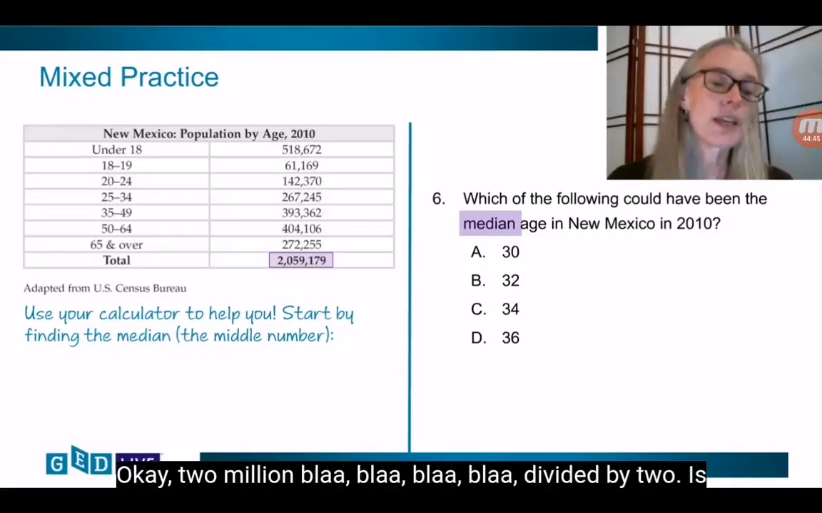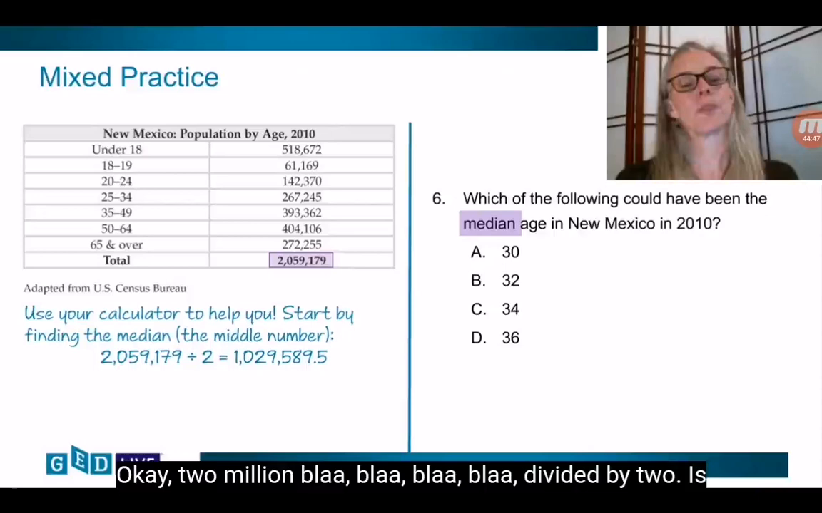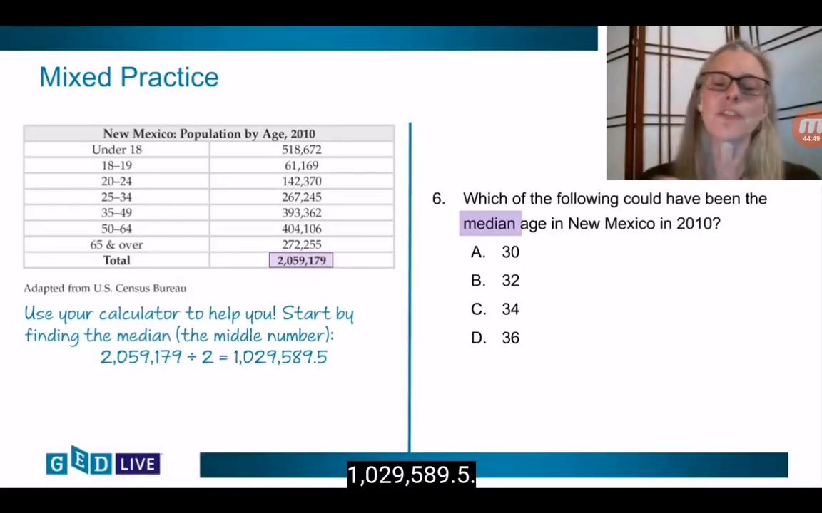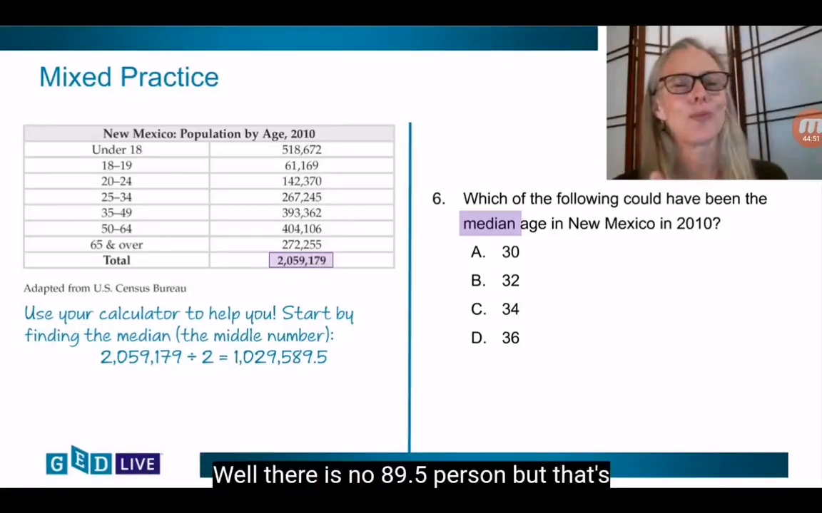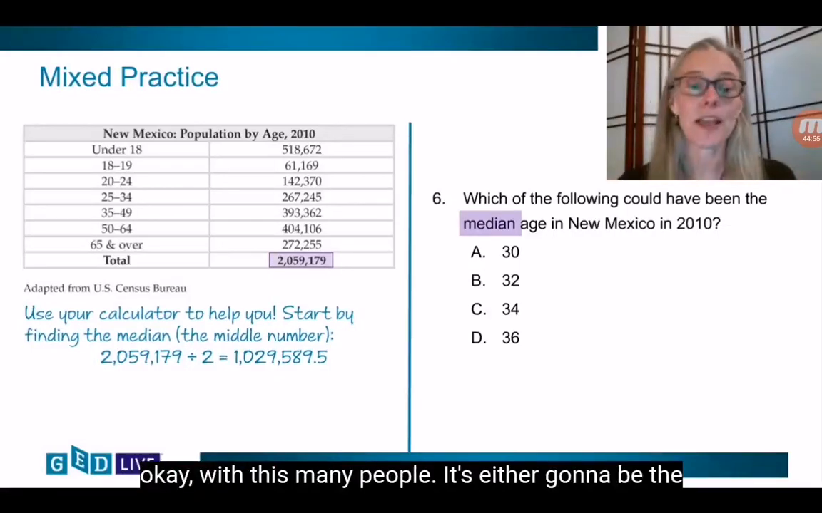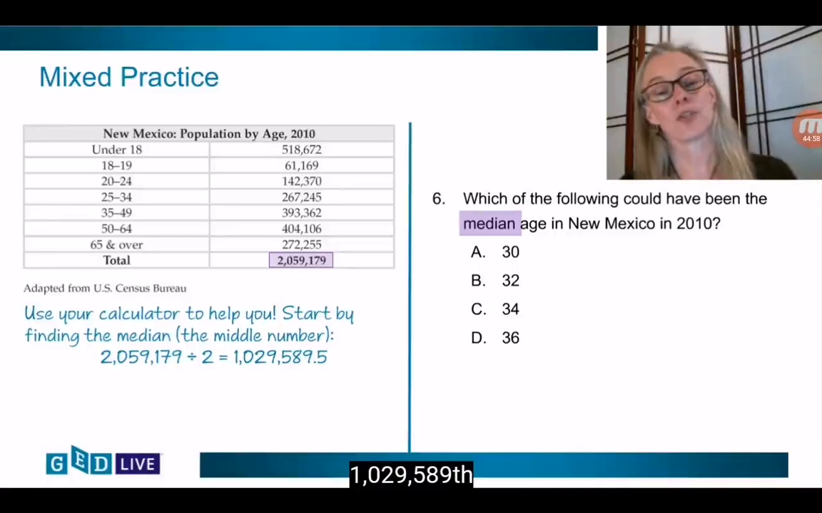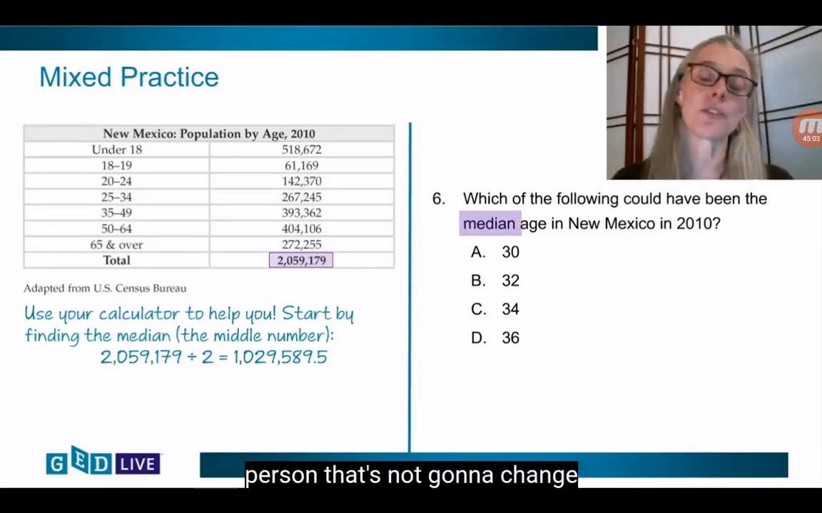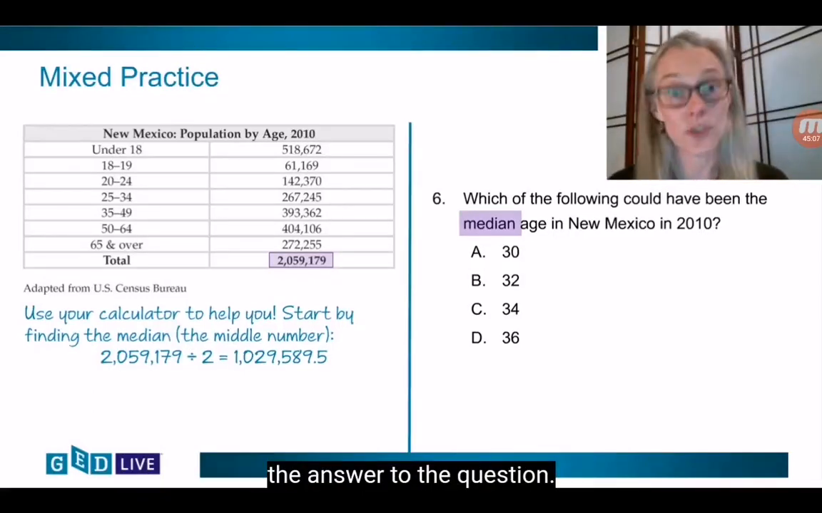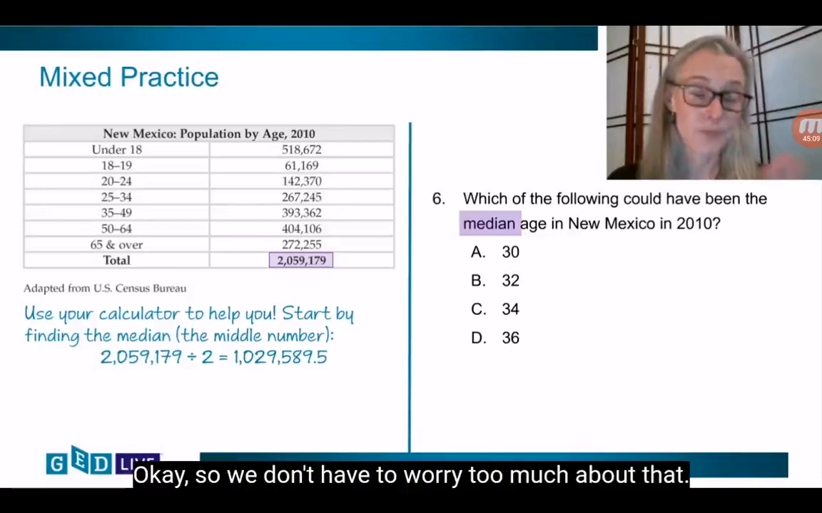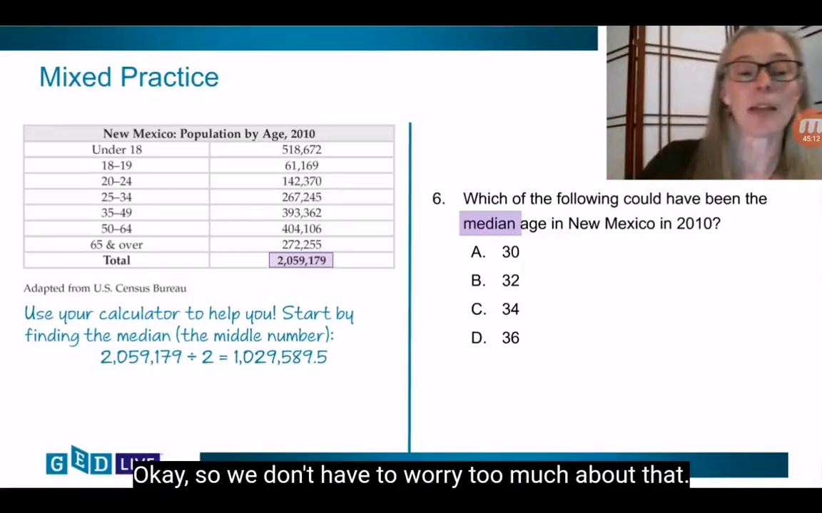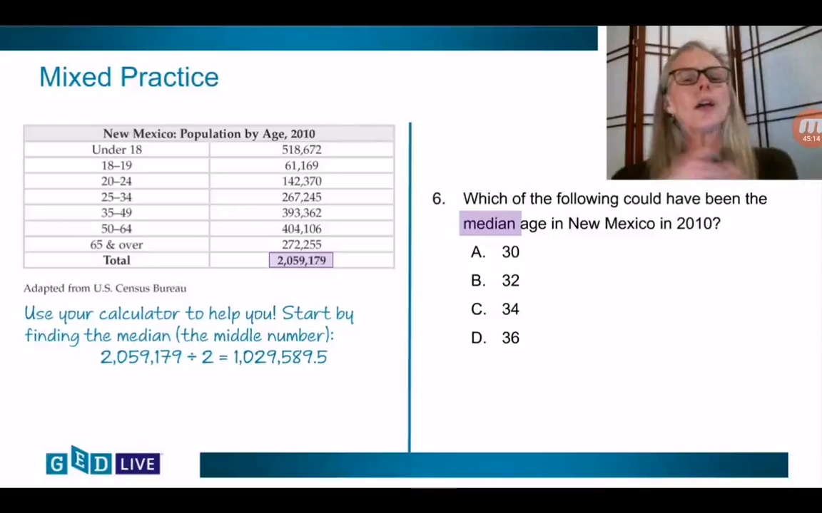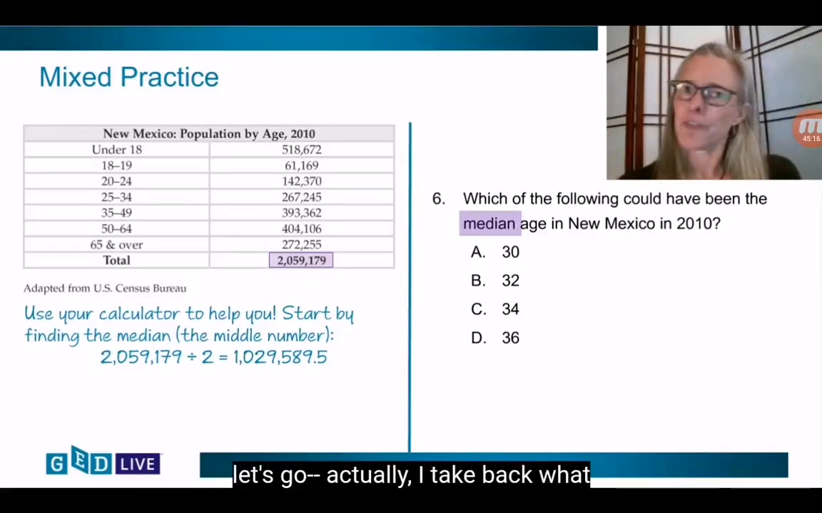2 million and change, divided by 2, is 1,029,589.5. Well, there is no 89.5th person, but that's okay. With this many people, it's either going to be the 1,029,589th person, or it's going to be the 1,029,590th person. That's not going to change the answer to the question, so we don't have to worry too much about that. So let's go. Oh, actually, I take back what I just said.